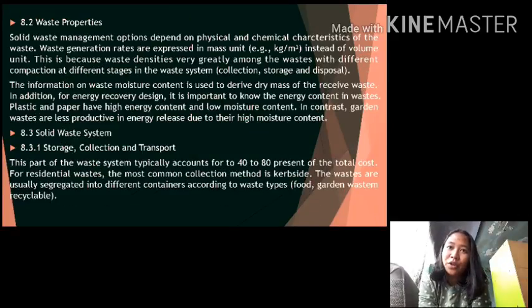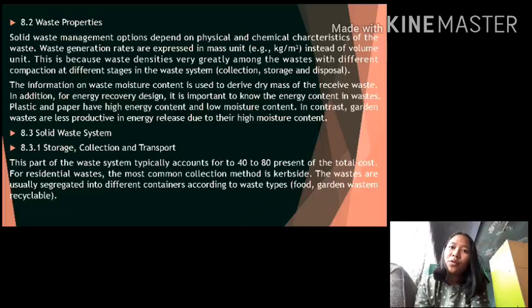8.2 Waste properties. Solid waste management options depend on physical and chemical characteristics of the waste. Waste generation rates are expressed in mass units, e.g., kilograms, instead of volume units. This is because waste densities vary greatly among wastes with different compaction at different stages in the waste system: collection, storage, and disposal.